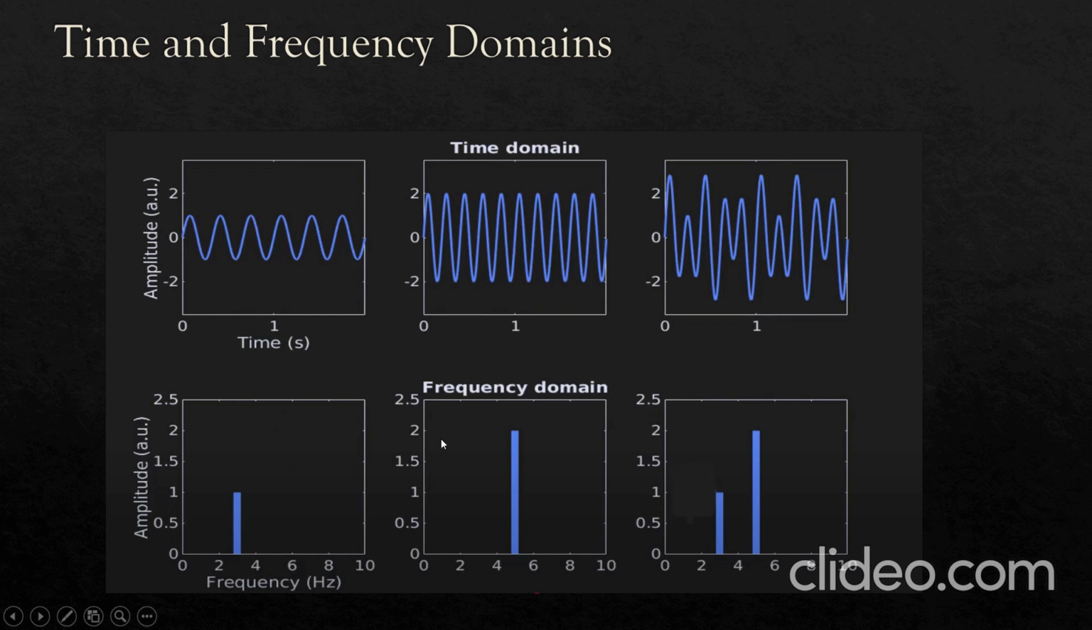Now considering the third signal, which at first sight seems a totally different signal, it is actually the sum of these two. That would be sine of 6 pi t plus 2 times sine of 10 pi t. Now, if we apply the Fourier transform to the given resultant signal, which is in the time domain, we get two components. One is of 3 Hz having amplitude 1 and the second is of 5 Hz having amplitude 2. Therefore, analyzing in the frequency domain is much easier in these cases and it saves a lot of time.